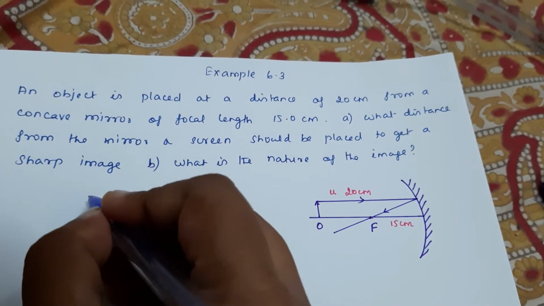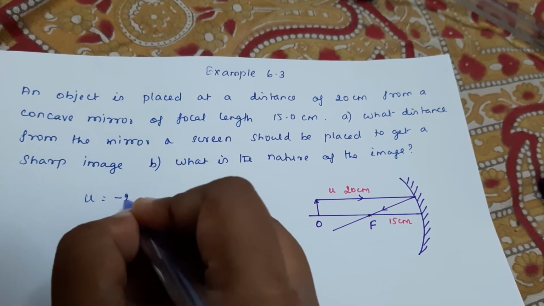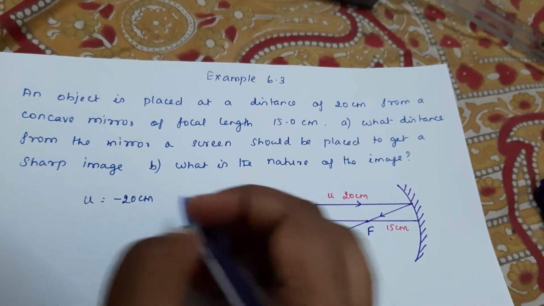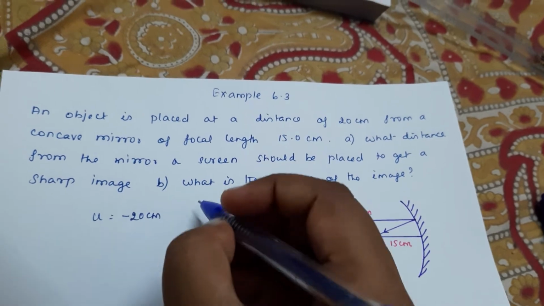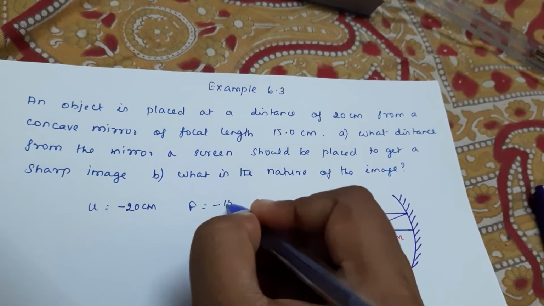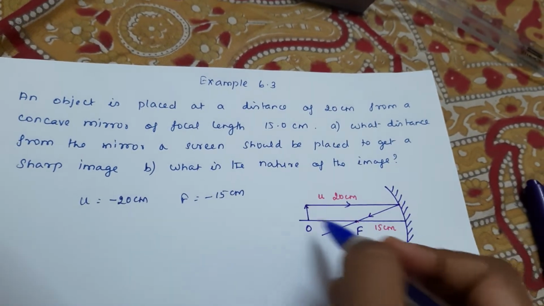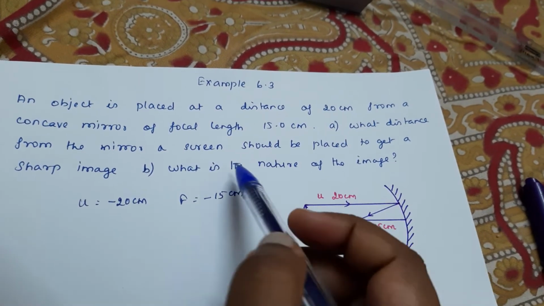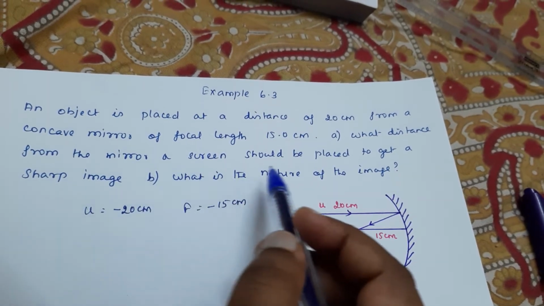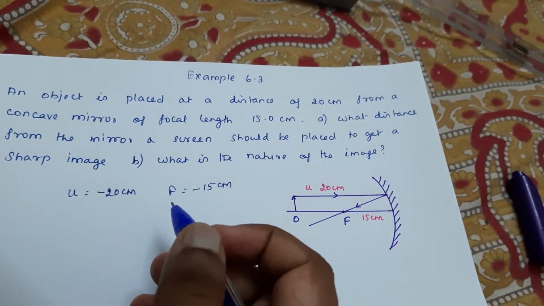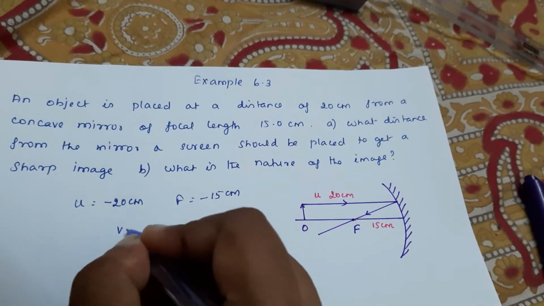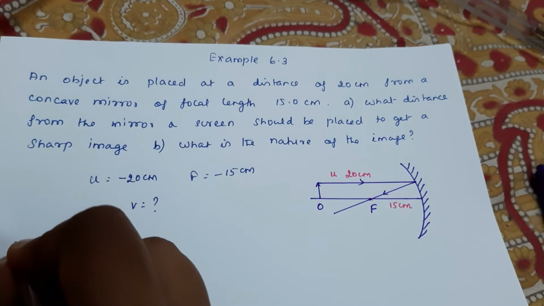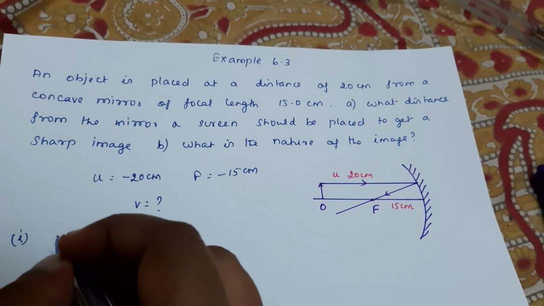So your object distance is minus 20 centimeter. It is from the concave mirror. And the focal length is minus 15 centimeter. This is according to the sign conventions we are writing. Now what we have to find out is, at what distance from the mirror a screen should be placed to get a sharp image. We have to get the image distance. So now first we will go for finding the image distance.